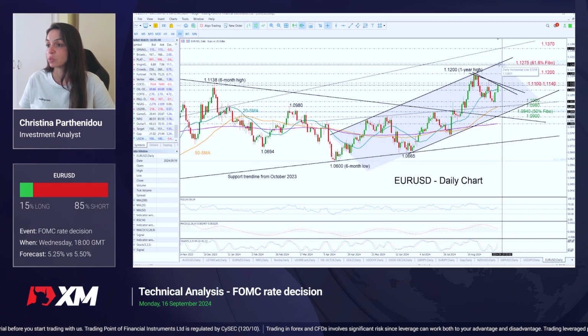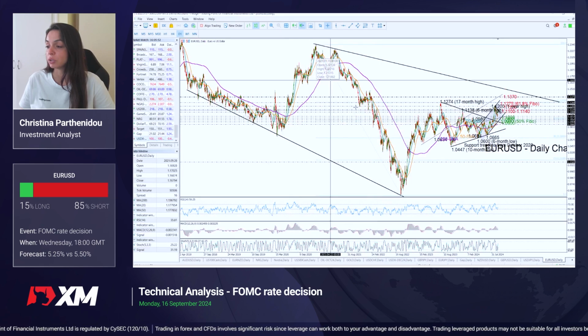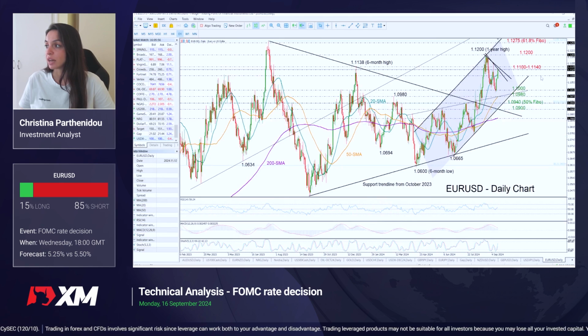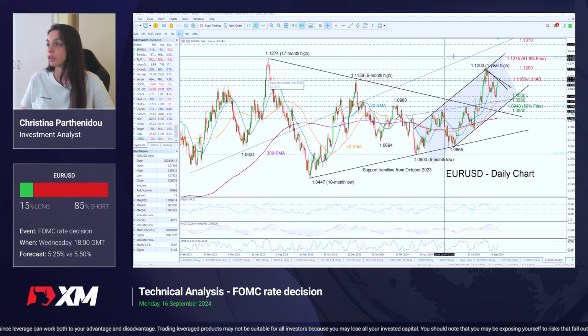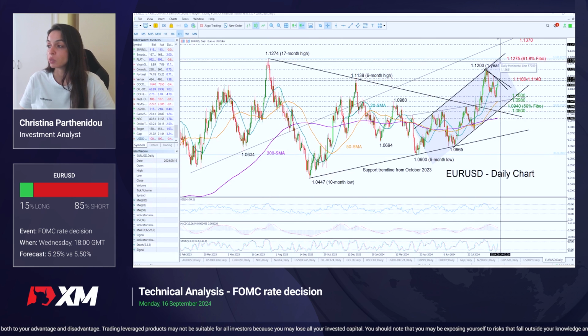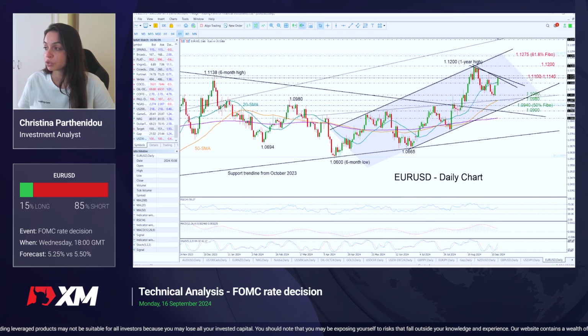This is where the 61.8% Fibonacci retracement of the long 2021 and 2022 downtrend is located, and that was also the peak from 2023, so that territory near 1.1275 will be important to watch in the future.